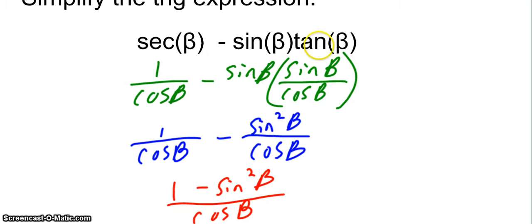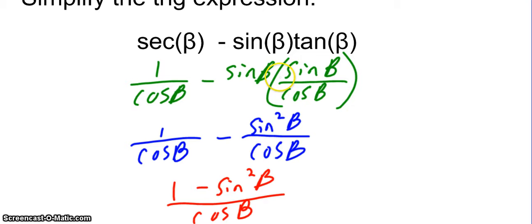Two of the trig functions are multiplied together to get one term, and then a separate trig function is on the other side of the subtraction. So since I have three different trig functions, my thought is get everything in terms of two if I can. There are, again, other ways I could have approached this, so I just want to point that out. So I changed secant into 1 over cosine of beta. I left the sine of beta, and I changed tangent of beta into sine of beta over cosine of beta.